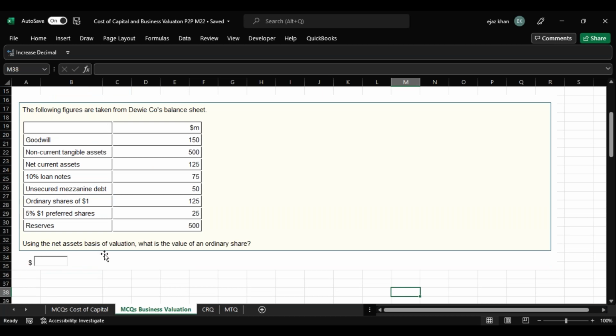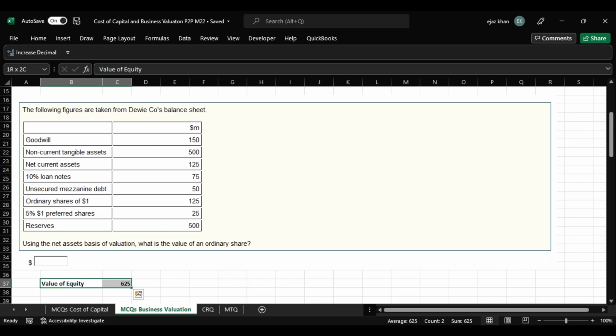Using the net asset basis of valuation, what is the value of an ordinary share? We have to find out the value of one share. So these values are in total, and we have to divide it by the number of shares. But before that, we have to find out the value of equity. So the value of equity currently is ordinary shares of 125 and reserves of 500. So 125 plus 500. That's the total value of equity using book values.